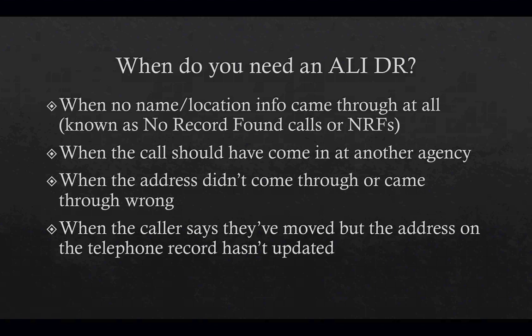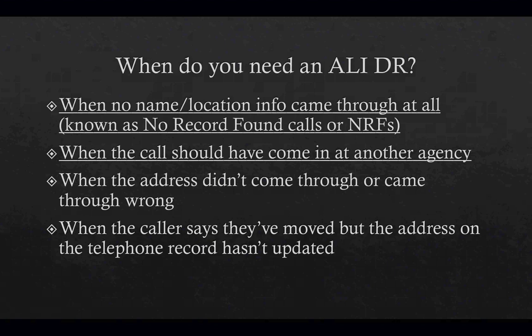You can also file one when the address doesn't come through or came through incorrect, or when the caller says, yeah, that used to be my address, but I've moved recently and you have old information. That's also an ALI DR report. But the ones that really matter are these top two. When no name or location information came through at all, that is a misrouted call because of a database failure, usually. Or when the call comes through and it does have information, but it's information that doesn't belong anywhere near you. Those are misrouted 911 calls, and you really need to be putting in ALI discrepancy reports for these.